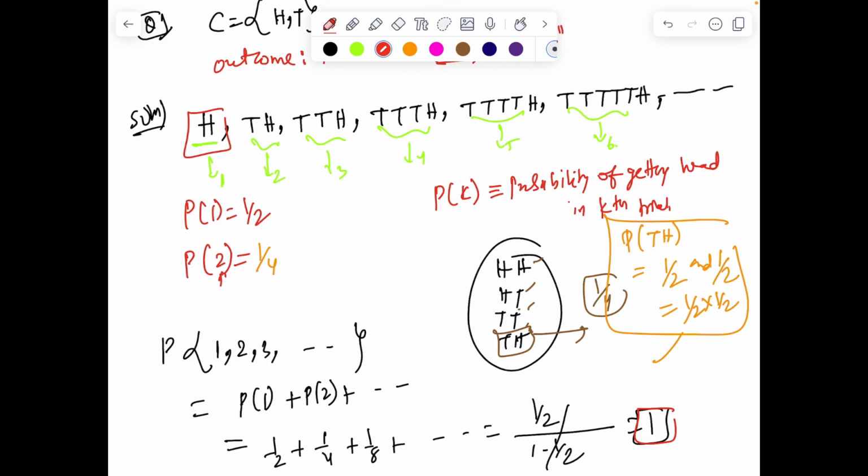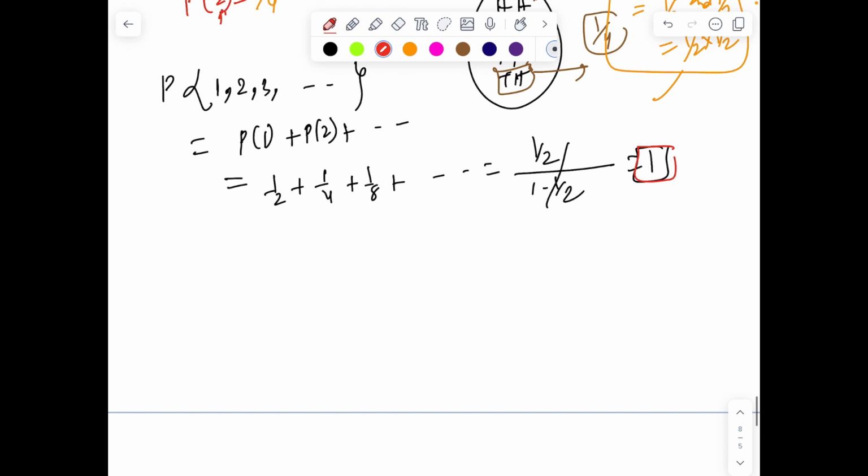That's what obviously it is. Because if you keep on doing, okay, what I have found is what is the probability of observing head. So of course it will be 100%. What is the probability of observing head in the third trial? That will be 1/8. I hope it makes sense.